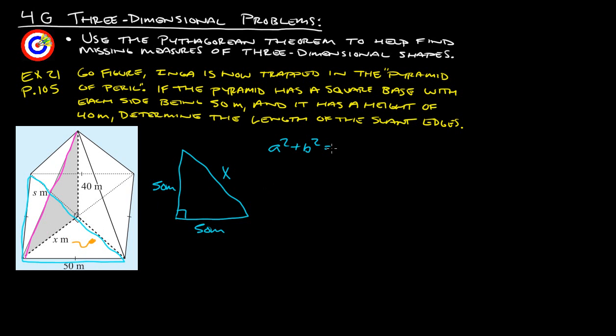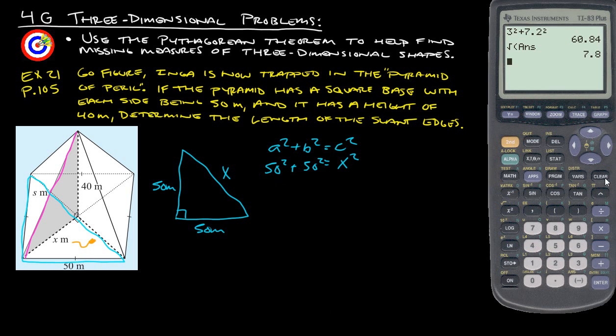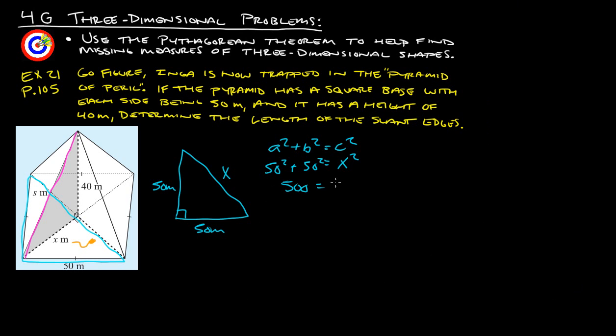So a squared plus b squared equals c squared. The c is x, and then the others are 50 squared and 50 squared. Alright, so let's calculate those out. 50 squared plus 50 squared gives us 5,000. Oops, 5,000 equals x squared. So then we want to take the square root of that.